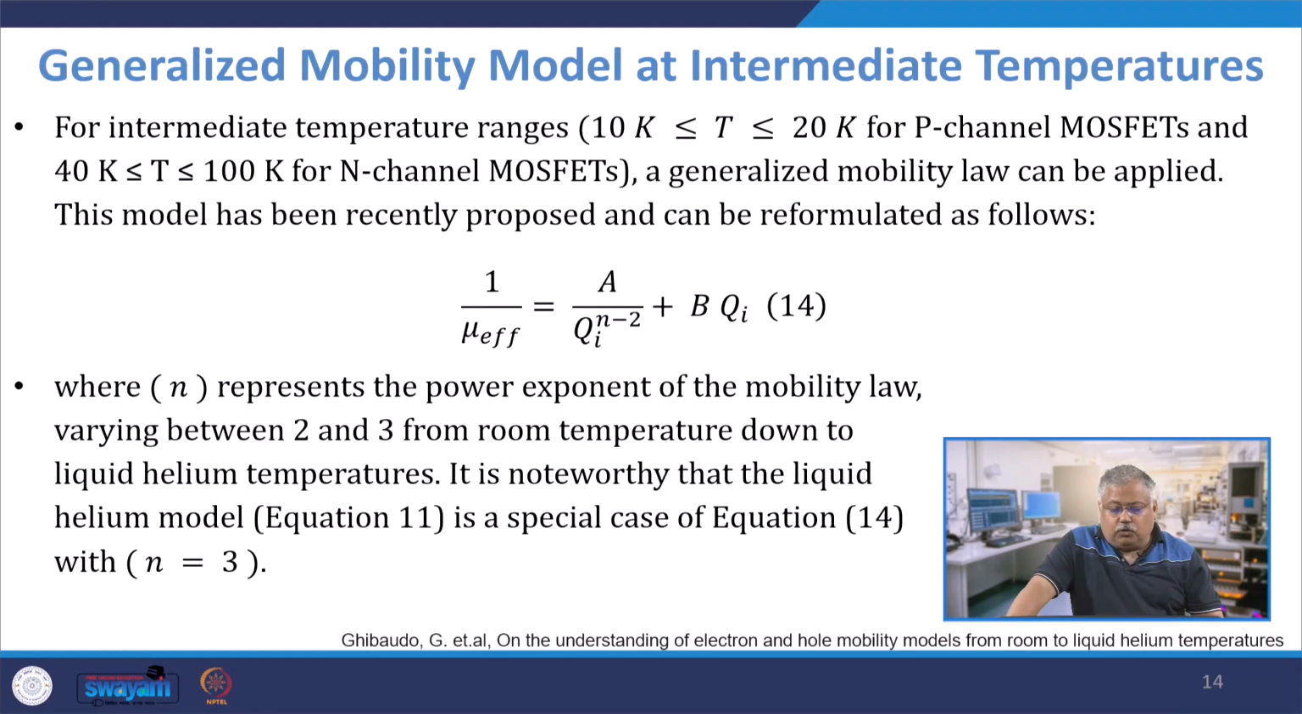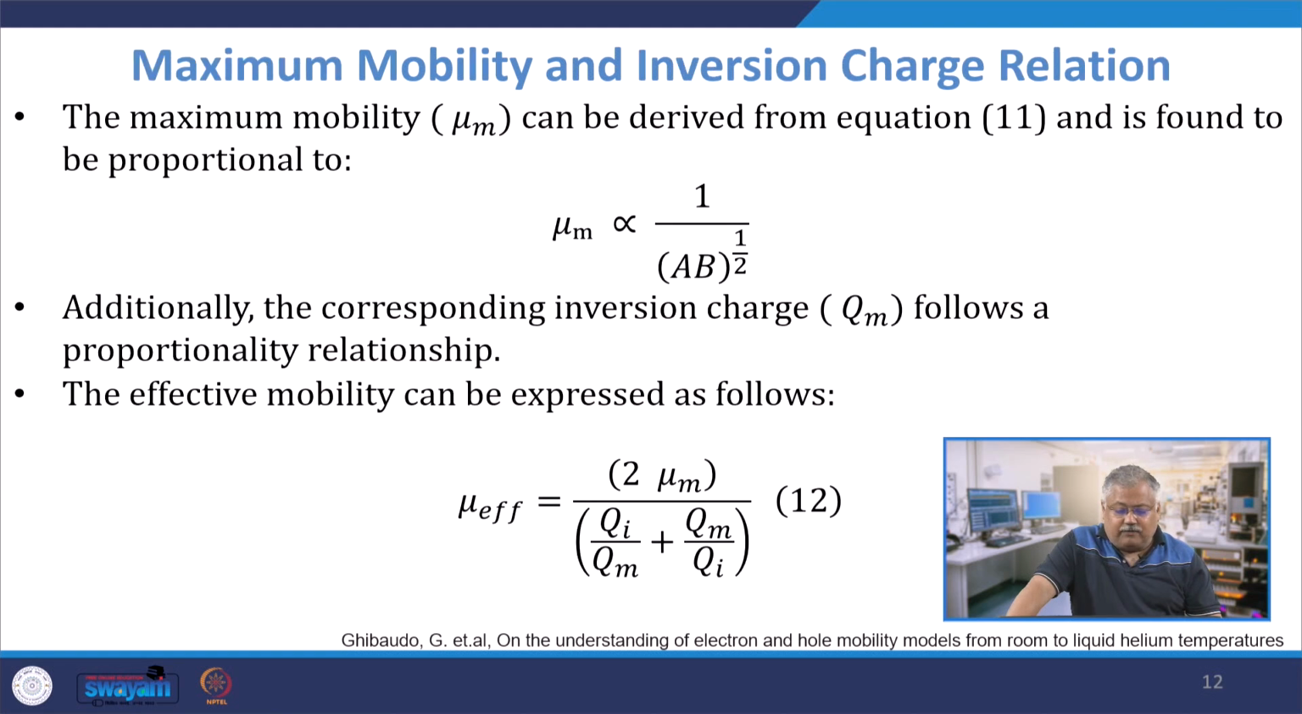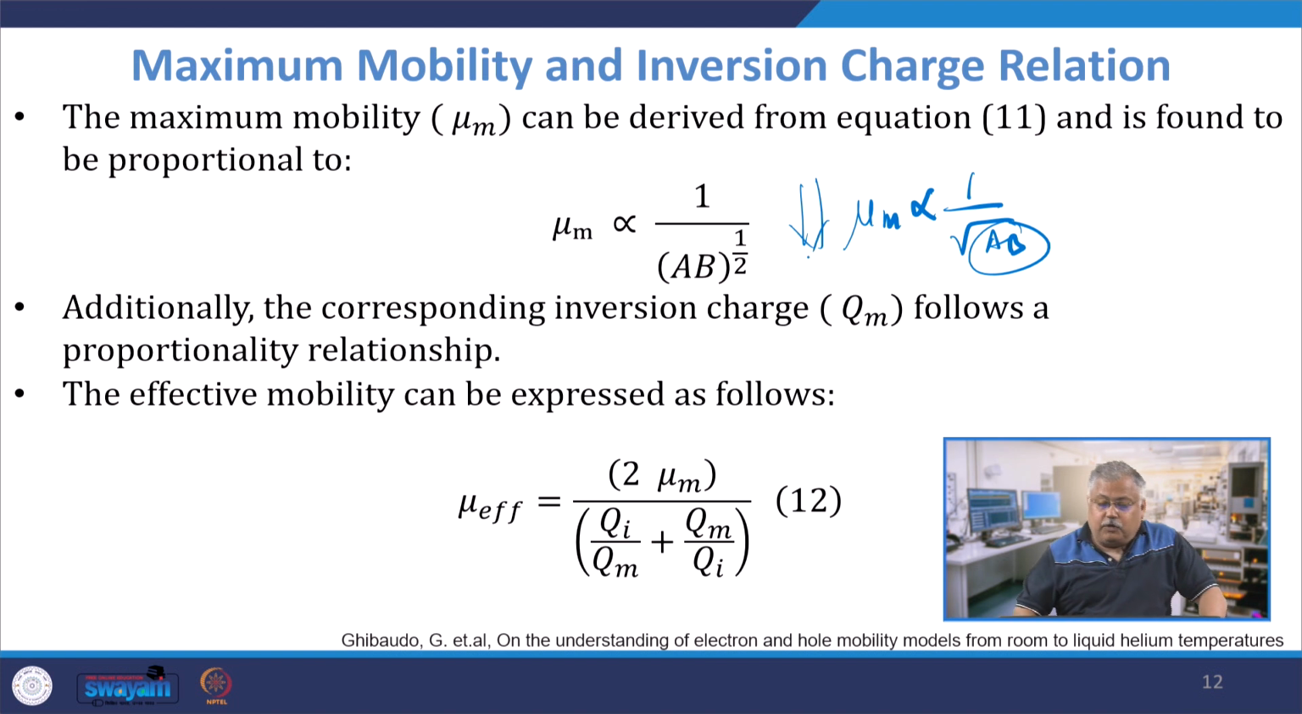Let me quickly go through these slides and explain what the values are. We have already looked into the inversion charge. The maximum mobility is derived as the square root of AB. So you see mu m is proportional to 1 by square root of AB. So, higher the value of AB, lower the value of mu m, which I have already derived for you. The effective mobility at low temperature is given as 2 mu m upon Qi by Qm into Qm by Qi. Now, you see, the higher the inversion charge, because you want more current, you end up having a lower value of effective mobility.